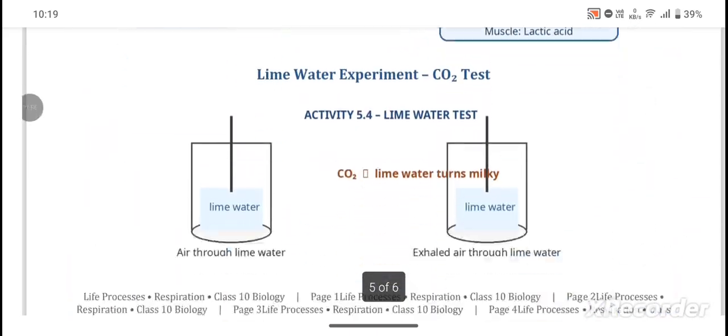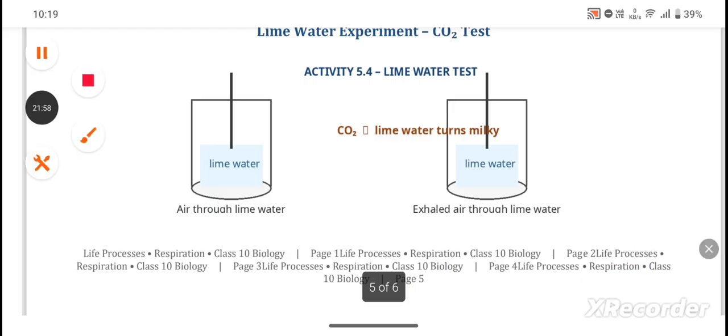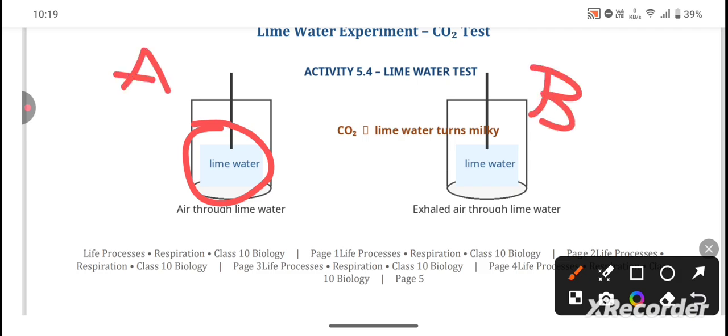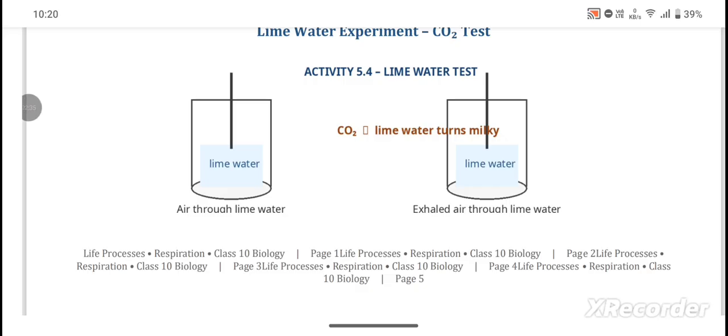So let's see a diagram. These are two test tubes where you took a certain amount of lime water. You pass exhaled air directly into the lime water in test tube A, and through a syringe in test tube B. The degree of white coloration in the lime water is directly proportional to the concentration of carbon dioxide in the air. The more carbon dioxide in the air, the more milky the appearance will be. With this we can prove that through respiration CO2 is produced.